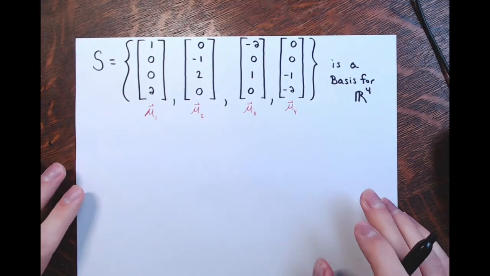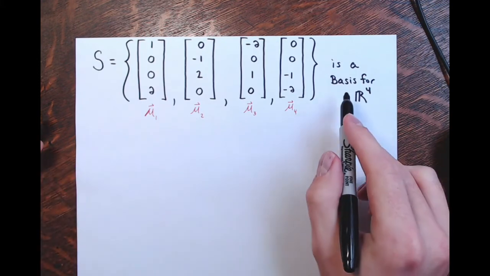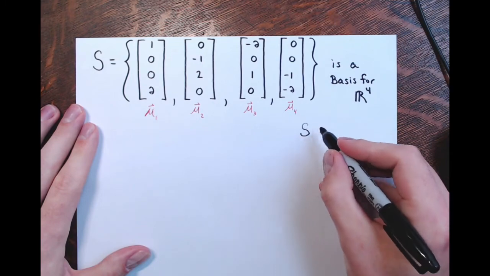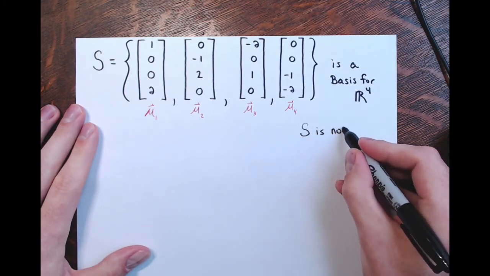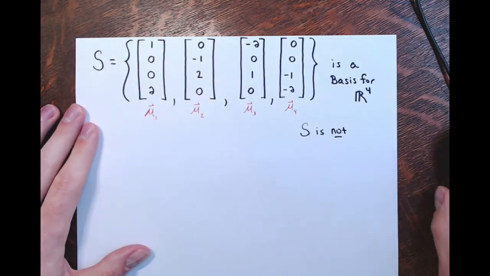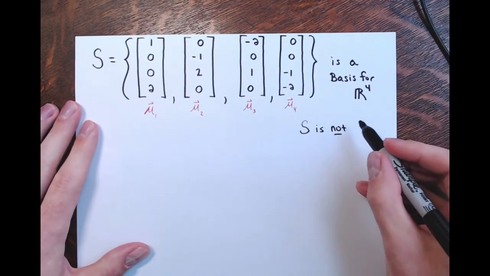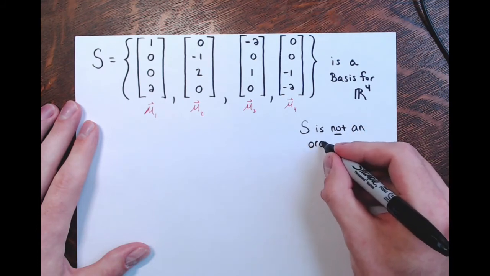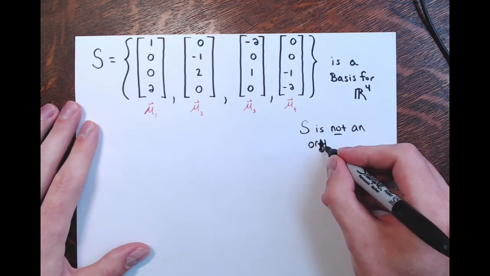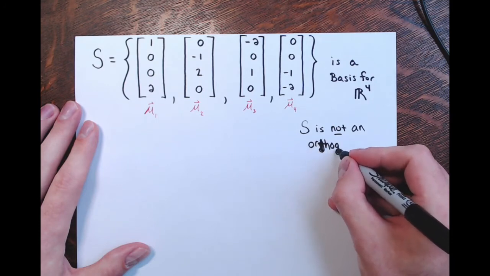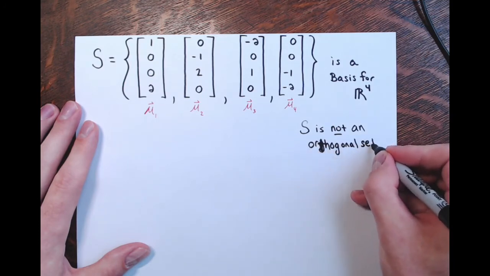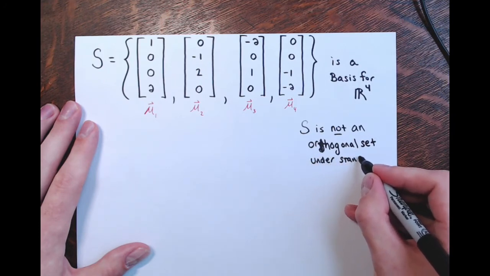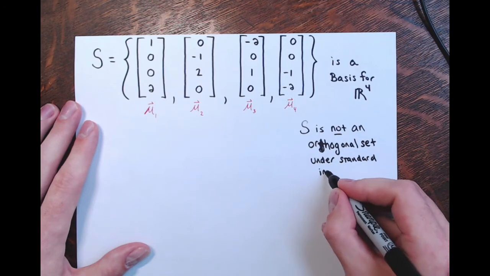So here we have this set of, again, 4 vectors that do form a basis for R4. But this set, which I called S, they didn't call it S, is not an orthogonal set. Oops, orthogonal, that's a T, if you can tell. This is not an orthogonal set under the dot product, right? Under the standard inner product, the dot product.